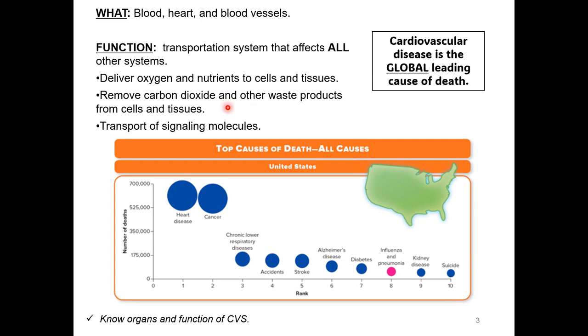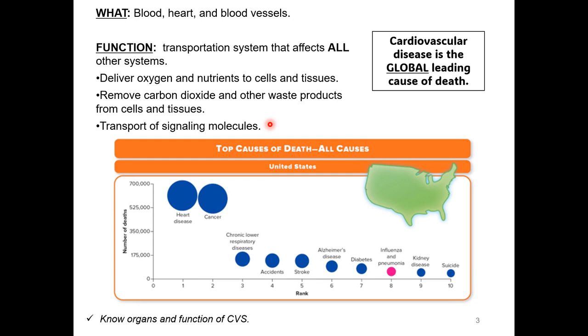Also, when cells go through cellular respiration, they make carbon dioxide and waste products, particularly acids. Those need to be removed and they need to be handled. And we went through the endocrine system, and we know that hormones are signaling molecules, and they too are going to be transported in the blood.